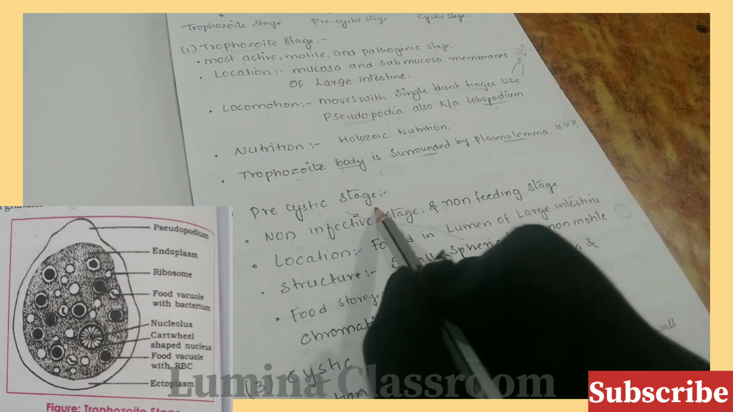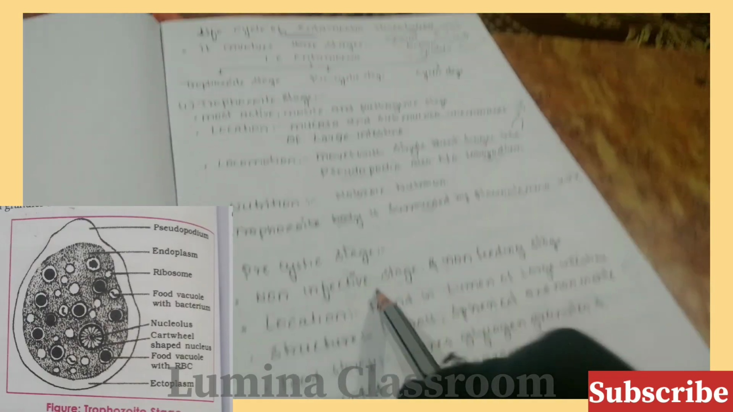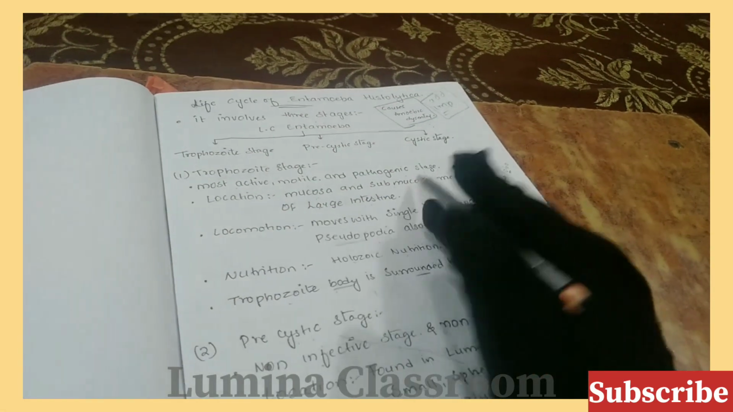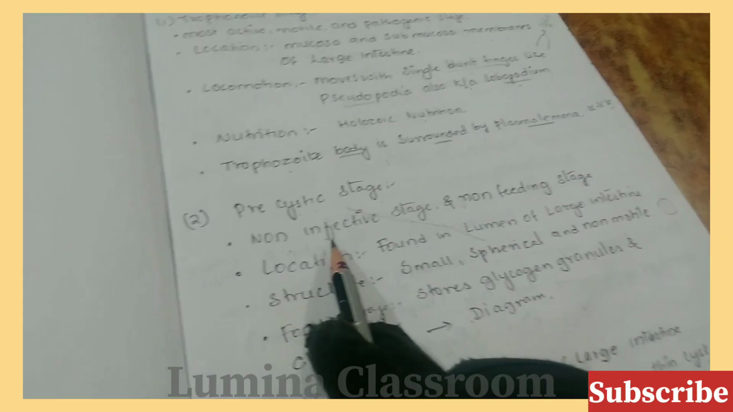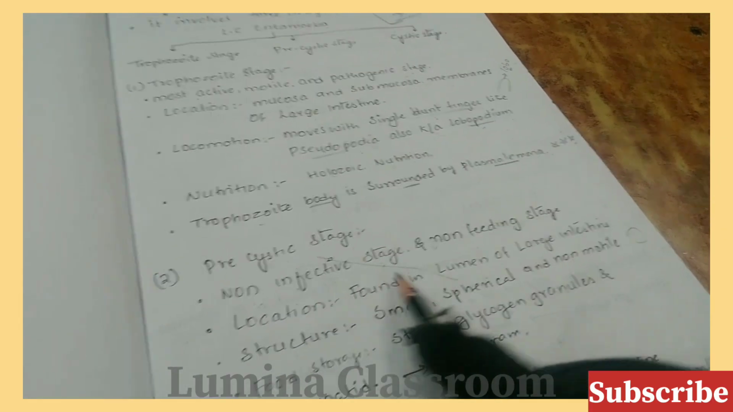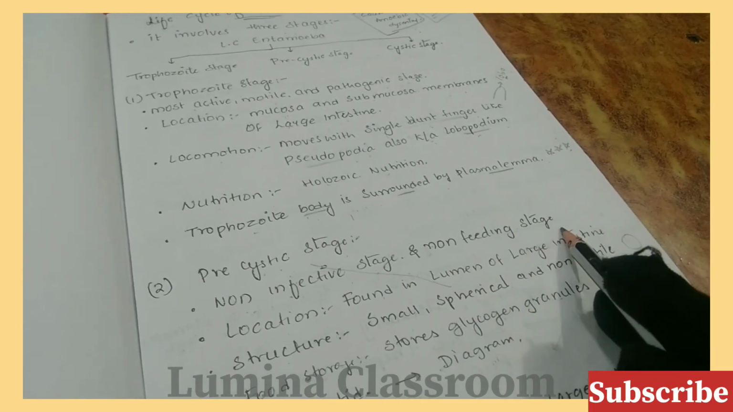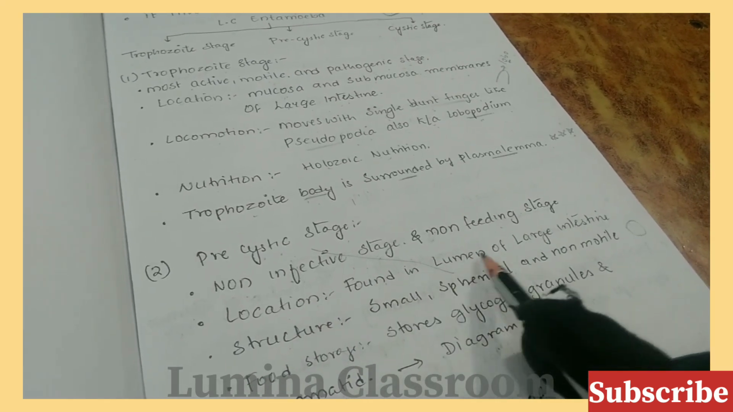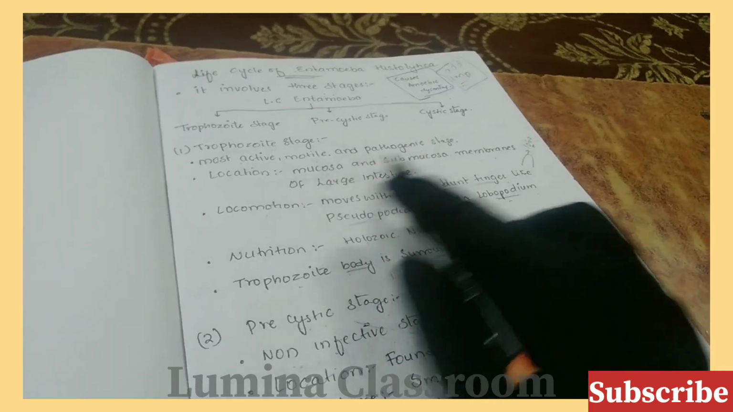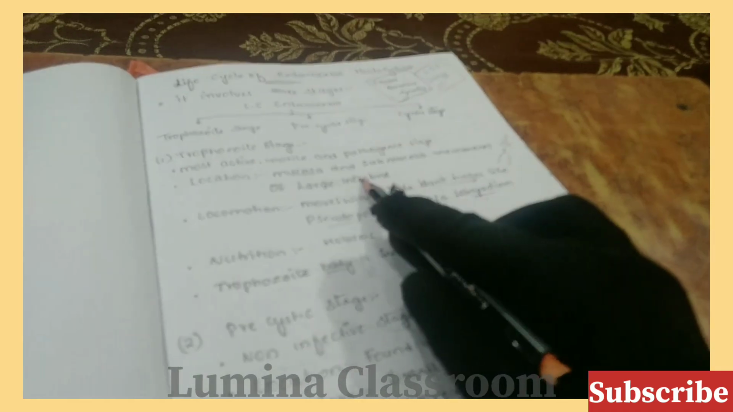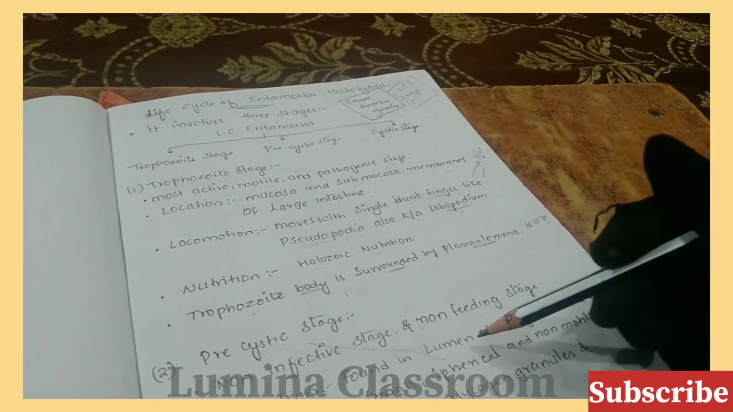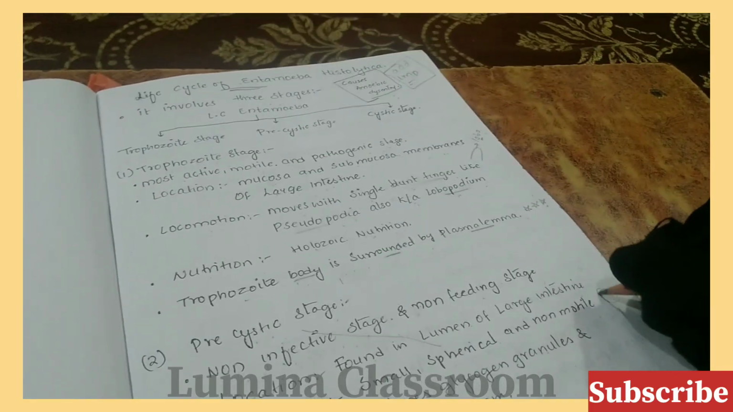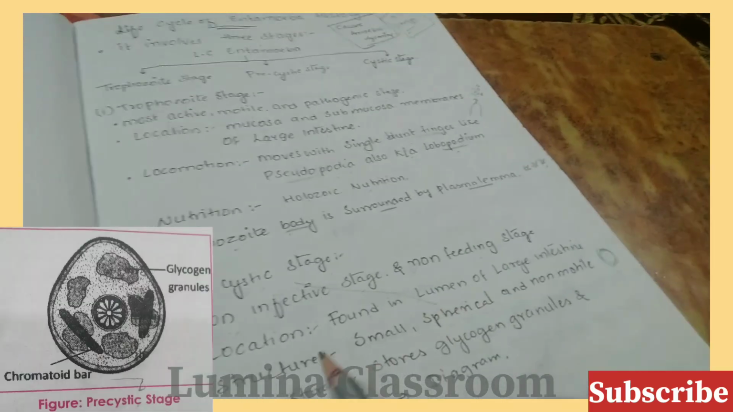Pre-cystic stage. It is a non-infective stage. In this stage it will not infect. Then it is a non-feeding stage. It doesn't feed, it doesn't infect. Location: it is found in the lumen of the large intestine. The trophozoite is present in the mucosa and submucosa membranes, but this one is present in the lumen. Lumen is like this. Then structure.